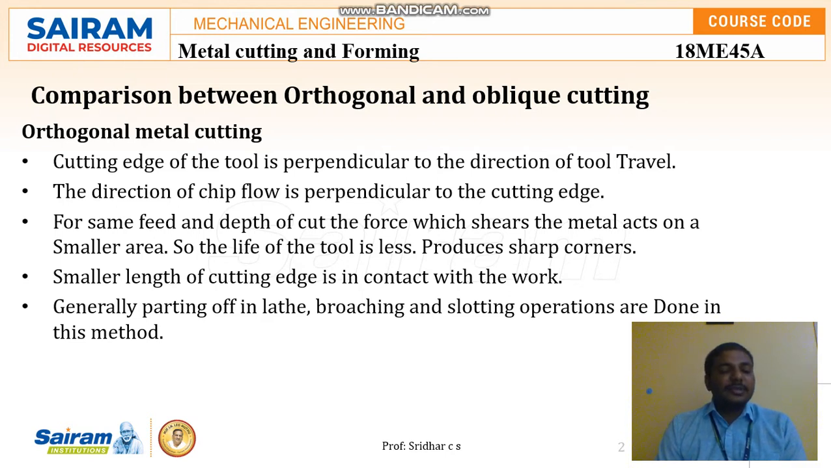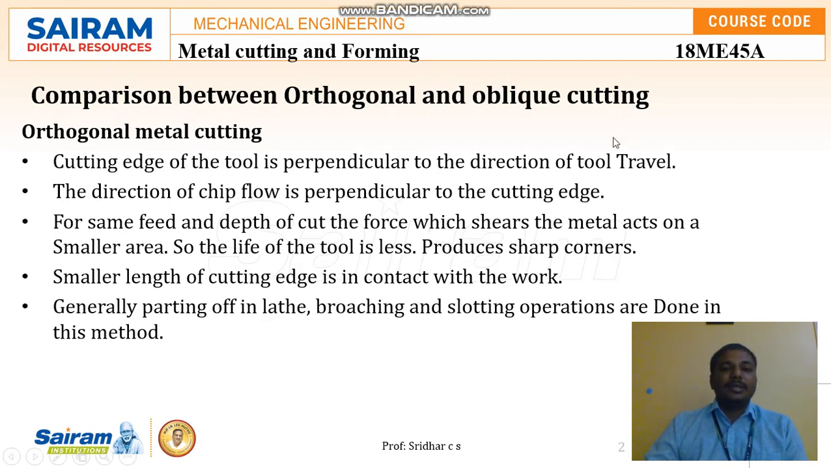The next difference is that a smaller length of the cutting edge is in contact with the work. Only a small portion will be in contact with the cutting edge when it is working, as in the general parting operation on the lathe. This type is mainly used in broaching and slotting operations. If you take the lathe as an example, the cutting in orthogonal cutting is mainly for broaching and slotting operations. This is about orthogonal metal cutting.